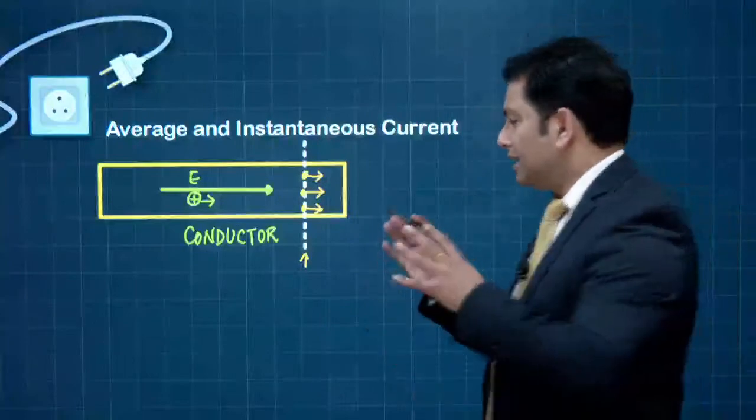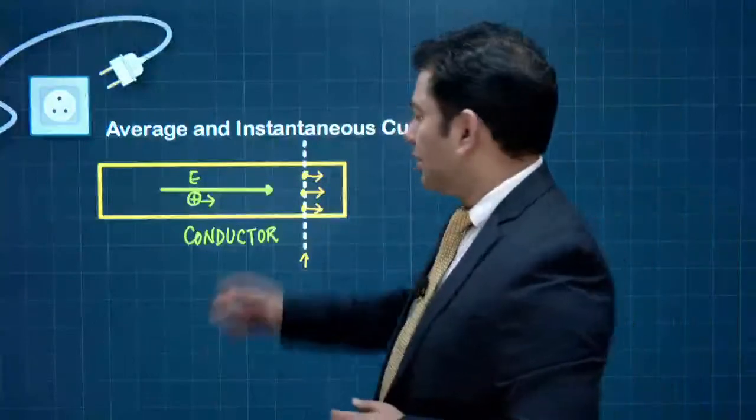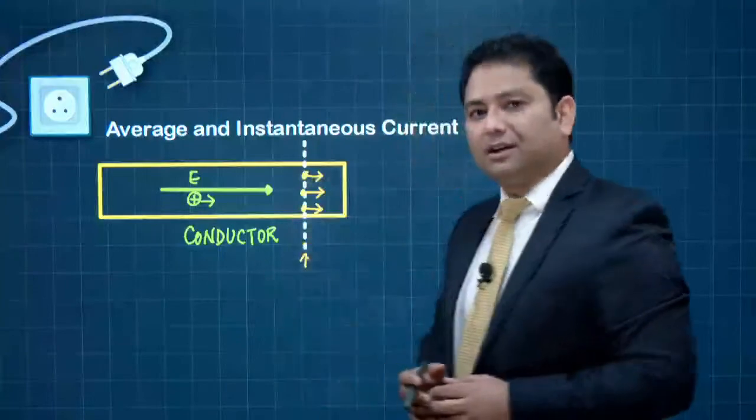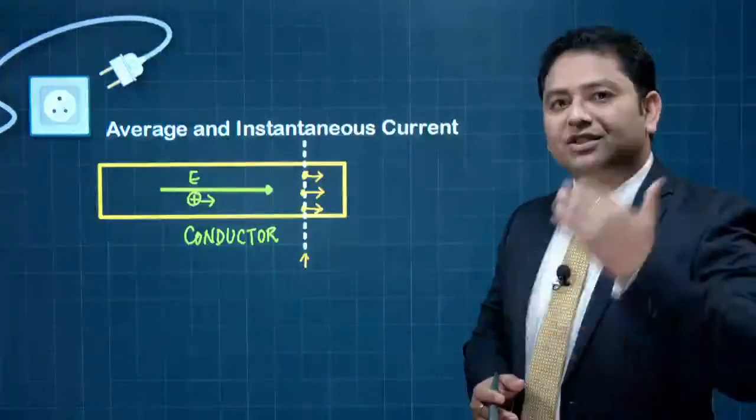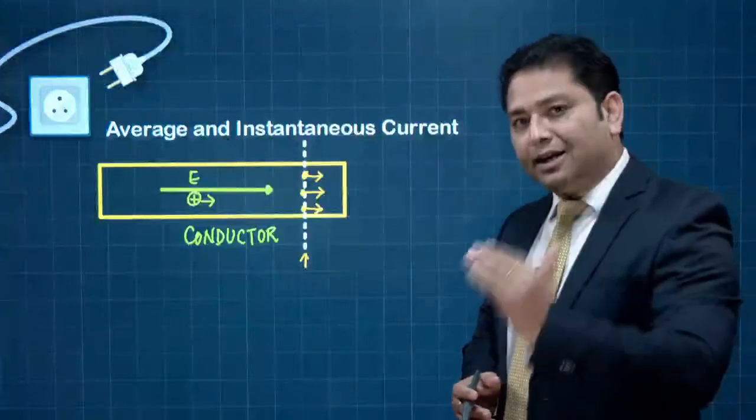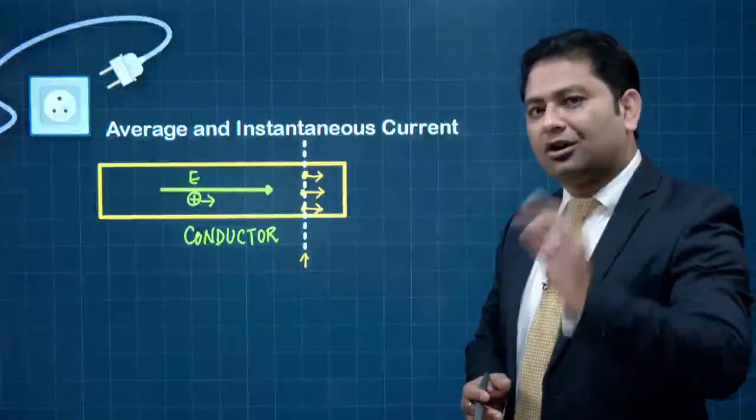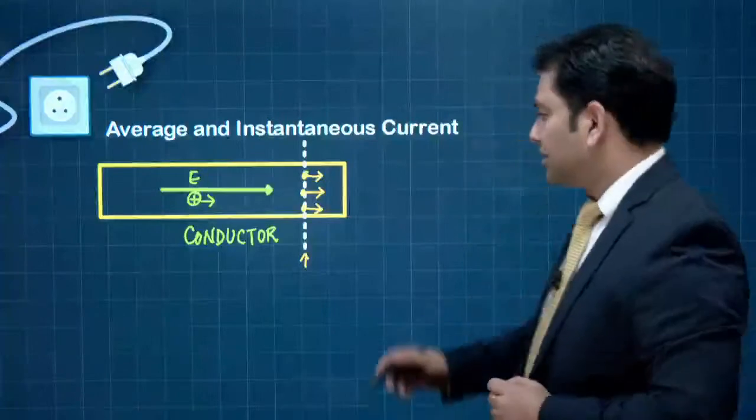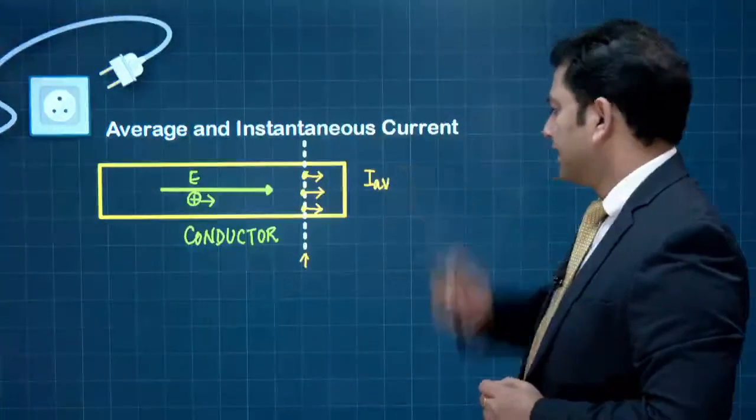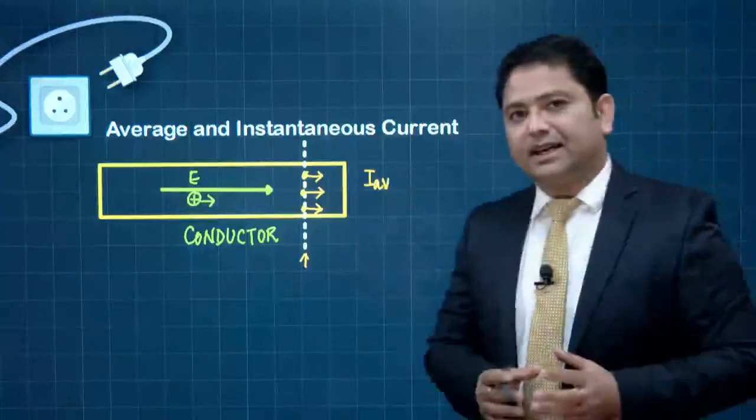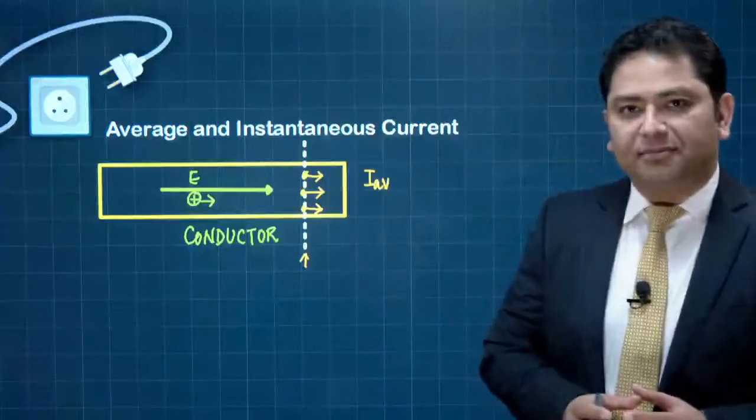So, आपको यही चीज करनी है. You got to finalize yourself in a cross section, और इस cross section के through how much charge will pass in a given time, that will be called as current. और सबसे पहली बात, we will talk about the average current. Now let's try to understand what's the meaning of average current.